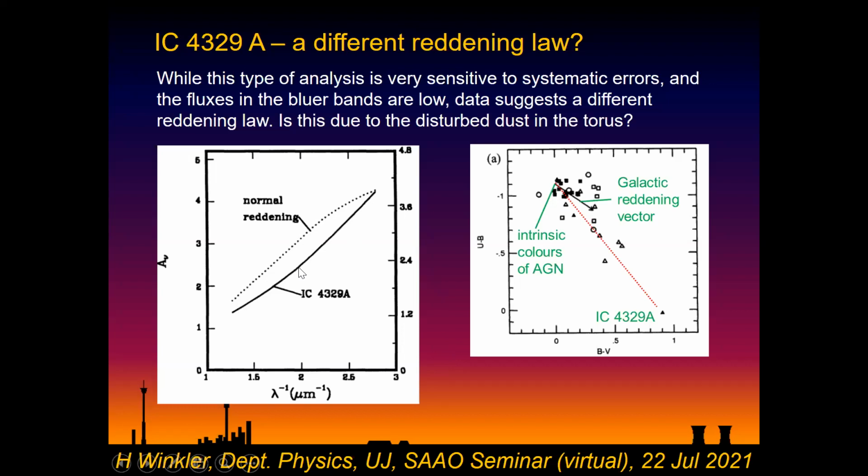Note, though, that it also seems to imply that the obscuration is not quite as big as it would be, right? It's almost a magnitude in difference to what you would get with a normal reddening if you apply this other reddening law over here.